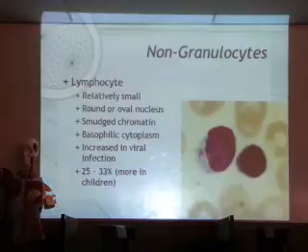The chromatin pattern tends to be less defined, so they're not as coarsely clumped like granulocytes. So we call it a smudged chromatin pattern. Cytoplasm can be blue in color, like this one here. We call it basophilic. Okay.